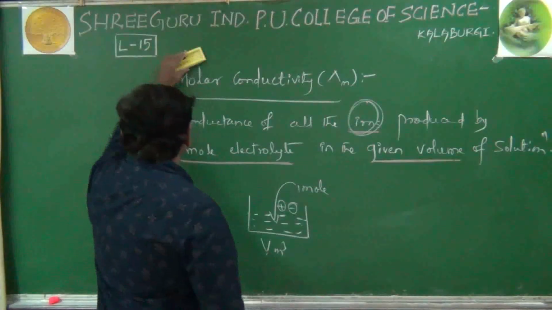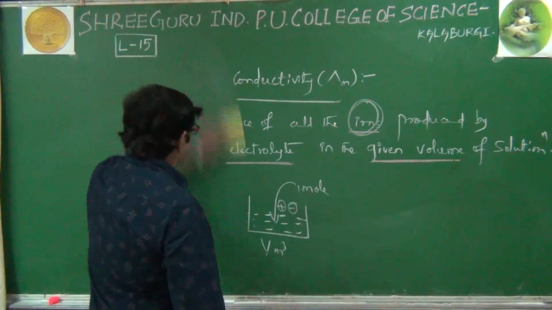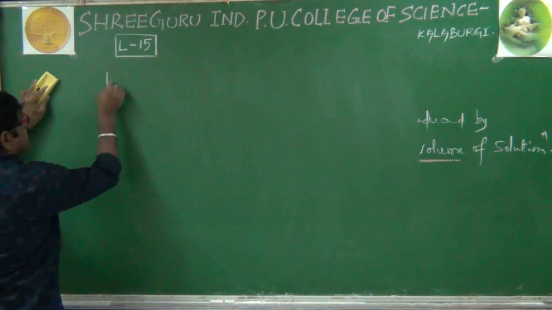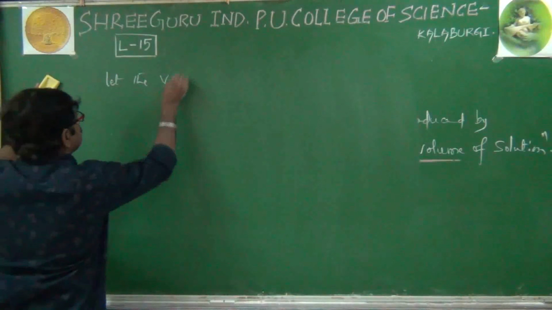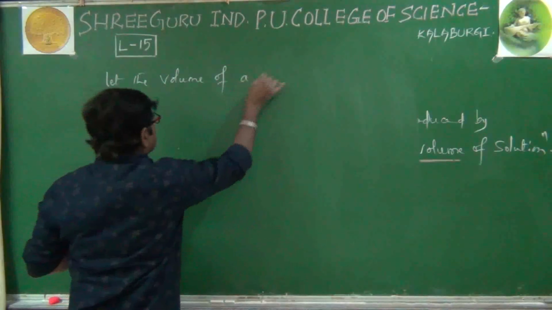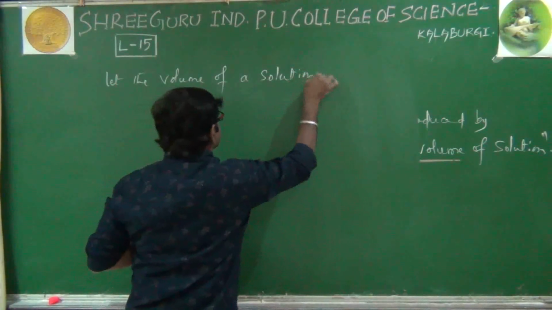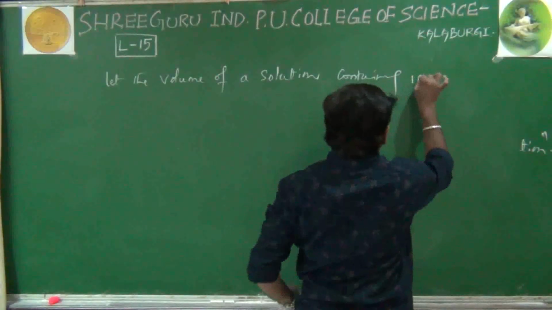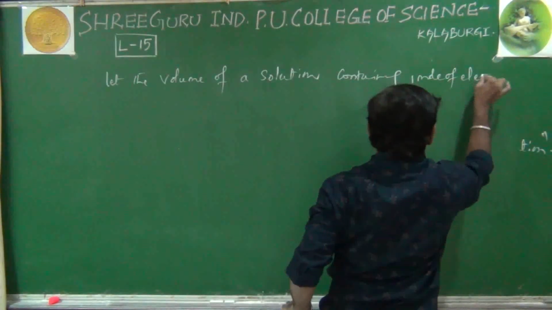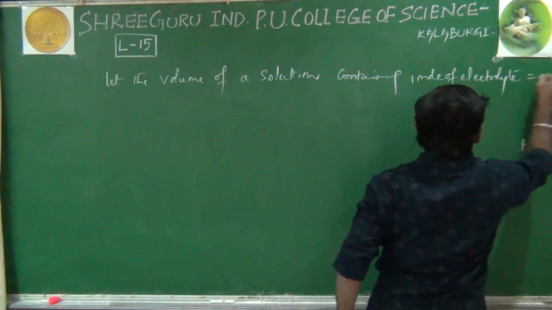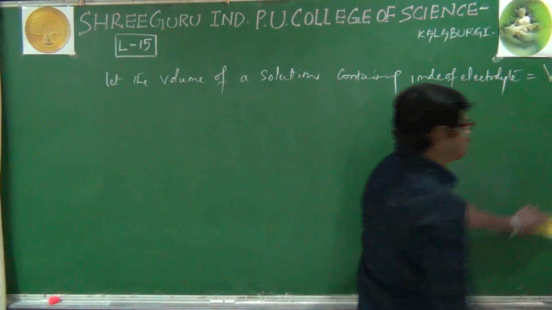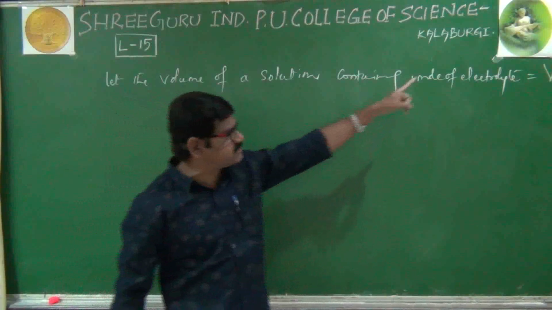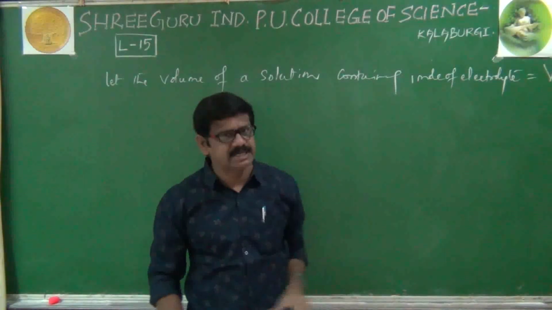Now we'll see the derivation part. Let the volume of a solution containing 1 mole of electrolyte be V meter cube. That's it. We have taken the volume of solution which contains 1 mole electrolyte as V meter cube.